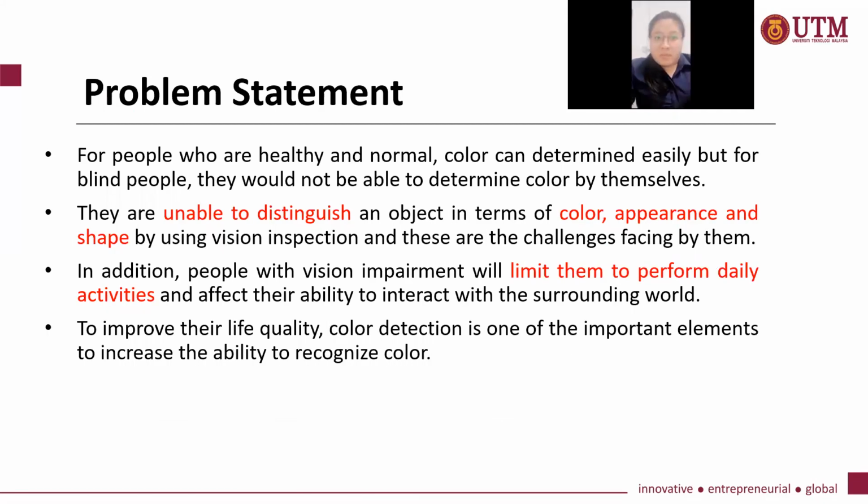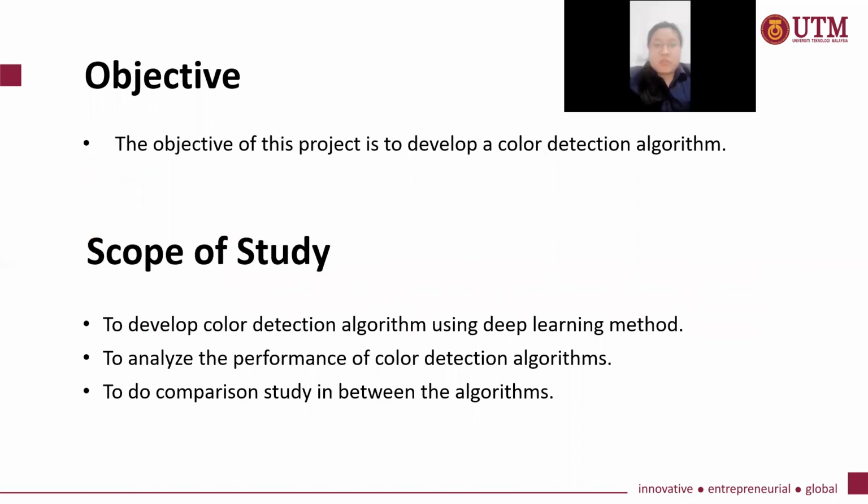Problem statement. For people who are healthy and normal, color can be determined easily, but blind people will not be able to determine the color by themselves. They are unable to distinguish an object in terms of color, appearance, and shade by using visual inspection, and these are the challenges facing them. In addition, vision impairment limits them in performing daily activities and affects their ability to interact with the surrounding world. To improve their quality of life, color detection is one of the important elements to increase the ability to recognize a color. The objective of this project is to develop a color detection algorithm.